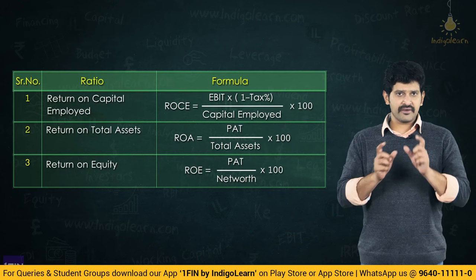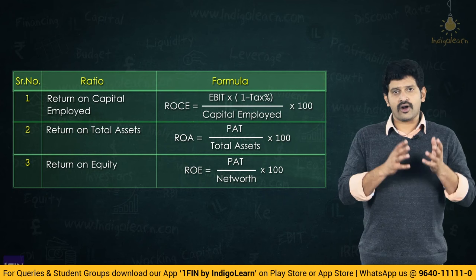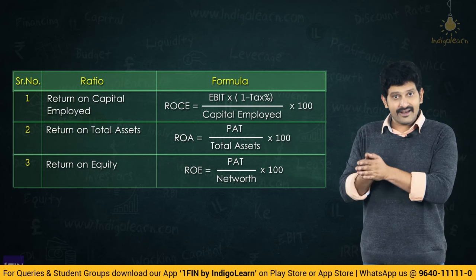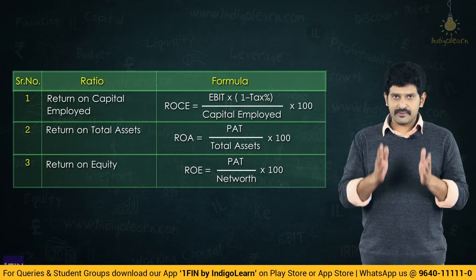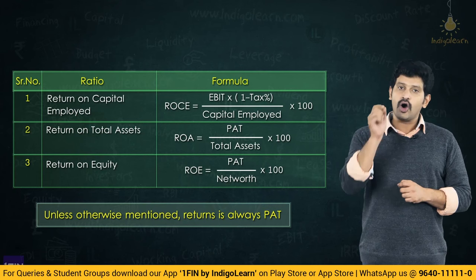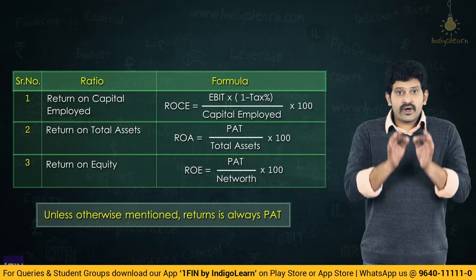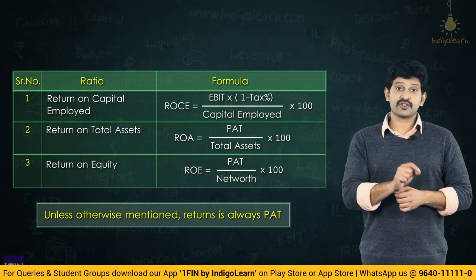Now, when we say return, the language is return, nothing but profit. Now, which profit should we take? Gross profit or operating profit or net profit? To avoid all confusions, when we say return, it is either pre-tax return or post-tax return. Remember, friends, for the purpose of ratio analysis, unless otherwise the question specifies, return always refers to post-tax returns only. I repeat, when the word return comes in computation for ratio analysis, always the return refers to post-tax returns only.